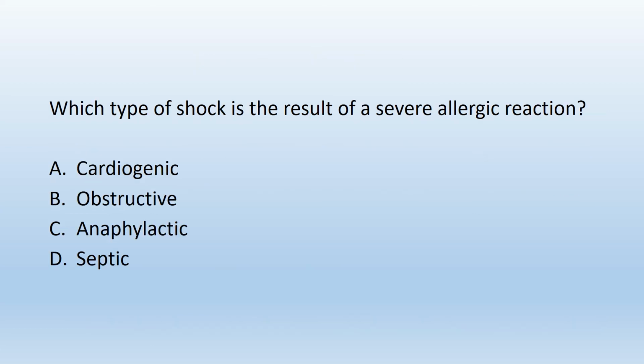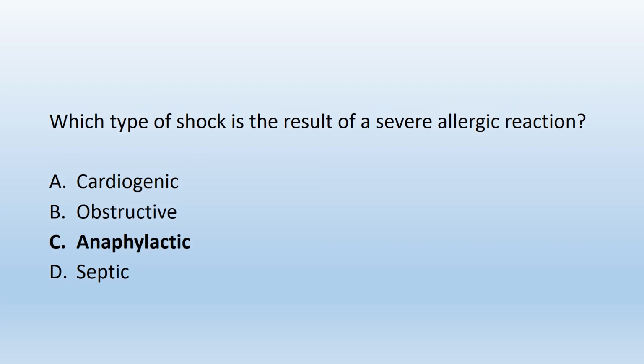Which type of shock is the result of a severe allergic reaction? Anaphylactic shock is caused when inflammatory mediators are released, and the mediators include histamine, acetylcholine, kinins, leukotrienes, and prostaglandins, all of which cause vasodilation.